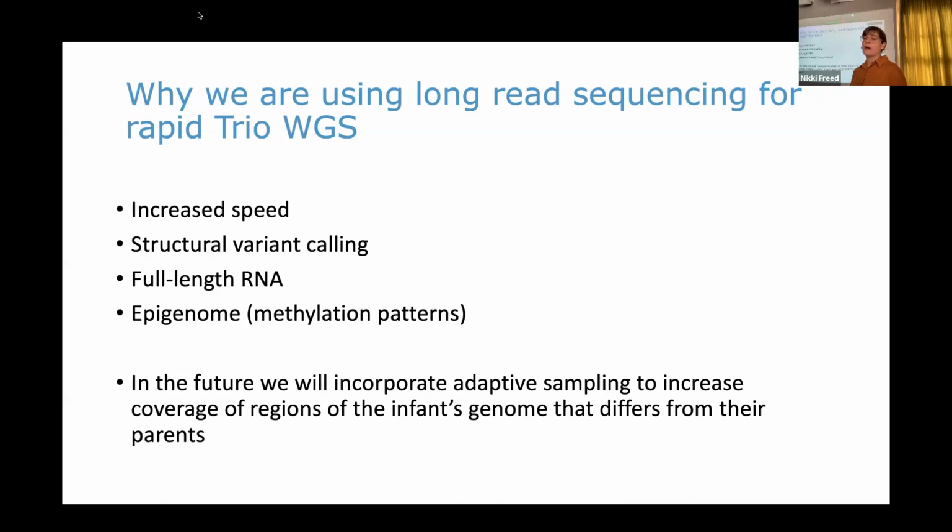There's been a few cases where some quite serious medical conditions have been found in infants based on methylation patterns. So some syndromes where typically there'll be a change in the protein coding gene with a base pair change, you can actually find the same or similar syndromes where the methylation pattern's been disrupted, which leads to decreased gene expression, causing disease. As well as this, in the future, we'll also be looking at using adaptive sampling to increase coverage of regions of the genome that differ from parents.